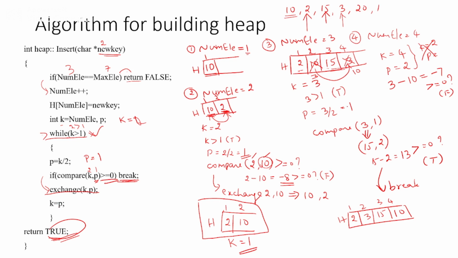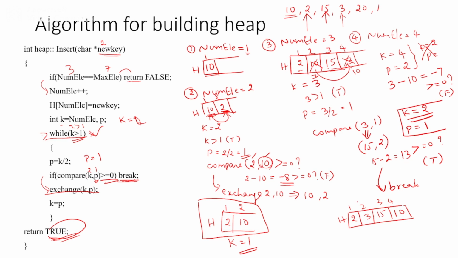Now what will happen after this? k is equal to p. Now k is equal to 2. When k is equal to 2, again it will come here and ask whether k is greater than 1. Yes, so again it will find p. p is equal to 2 by 2, that is 1, right? k is equal to 2, p is equal to 1 now.